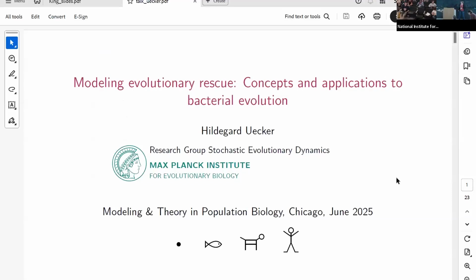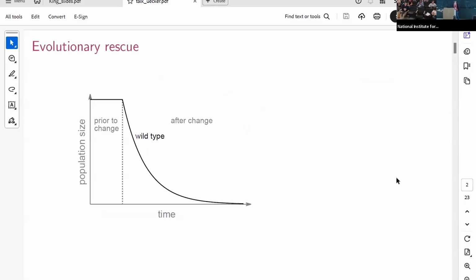Okay, thank you. So in some of the talks this morning, evolutionary rescue was already appearing. So what I want to do is tell a few general concepts and then show applications to bacterial evolution. So to clarify once more, what is evolutionary rescue?